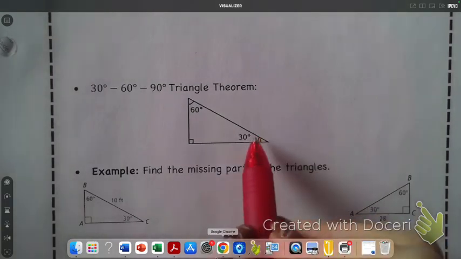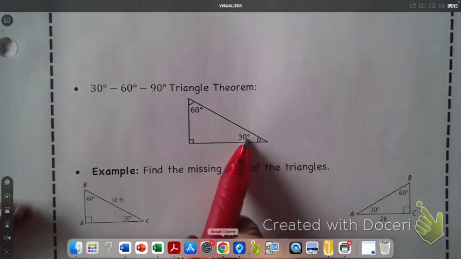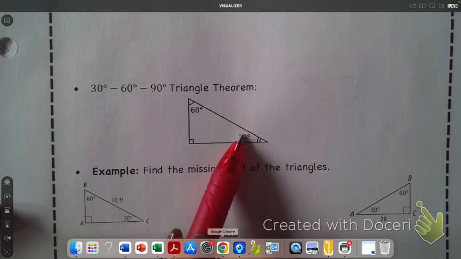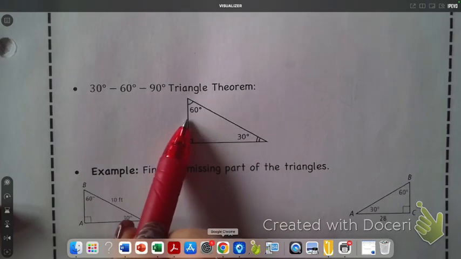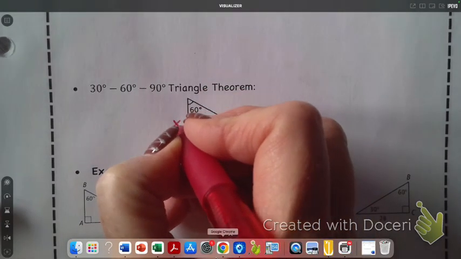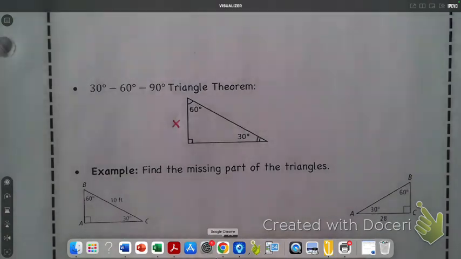So across from the 30 degrees, put your pencil, finger, whatever, on there and go across. What side do you hit? That one, right? That ratio is x. Okay, so that's the scale factor. When I talk about this, I will say 1 because that is 1x.